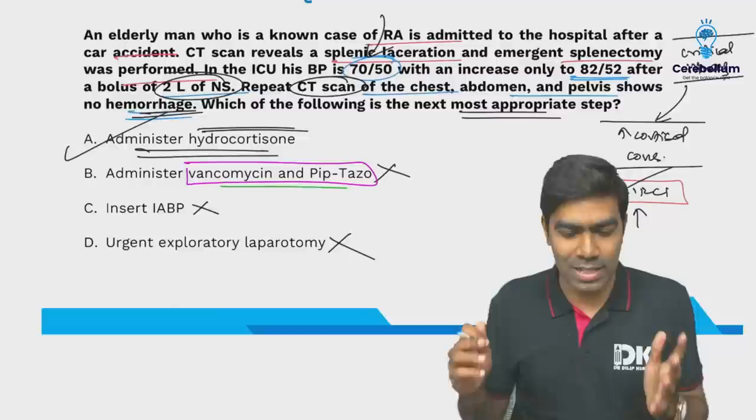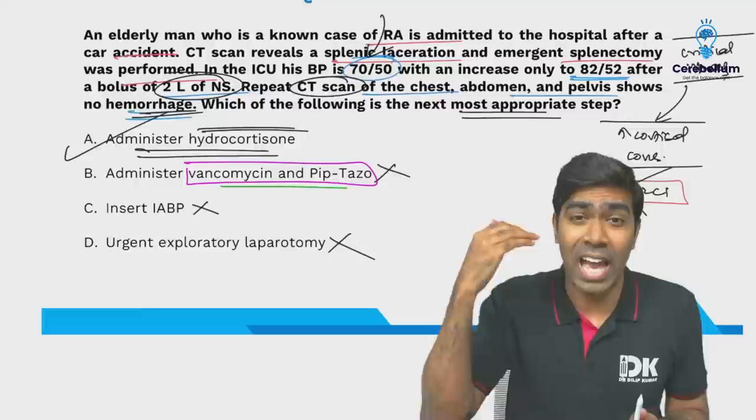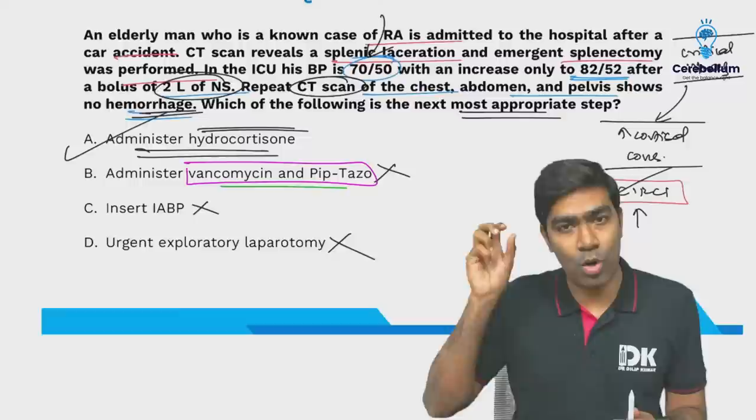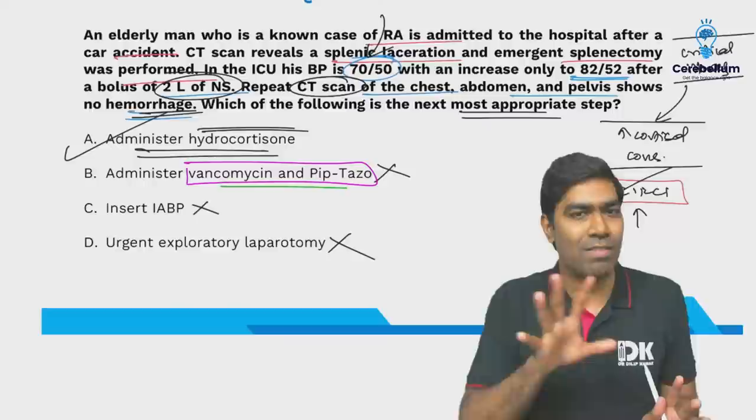And there is a separate trial. I don't know how much to tell an undergrad student, but there is a separate trial which says that addition of vancomycin and piperacillin tazobactam is going to increase the risk of AKI and subsequent mortality. That is why don't add vanco and piptaz together. Always add meropenem whenever you are adding vanco. Piptaz and vanco, we don't know the reason, but trials have shown increased risk of AKI and mortality. Don't do that.